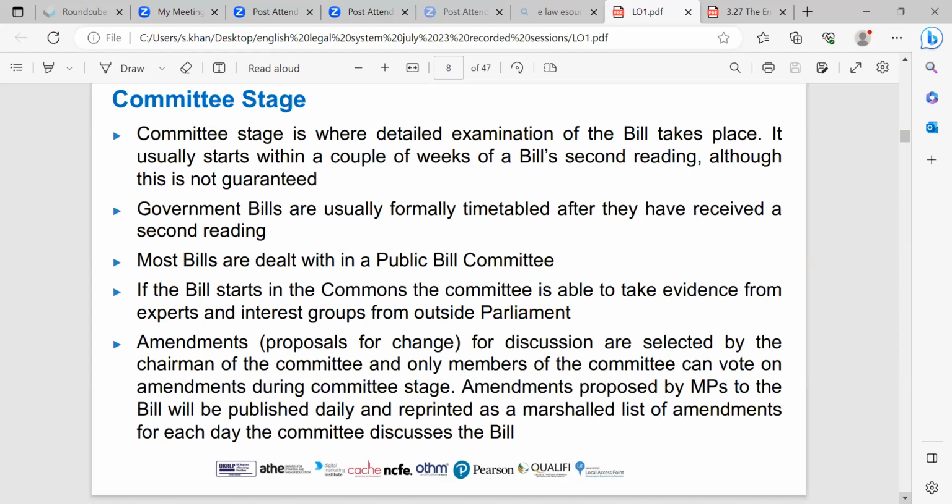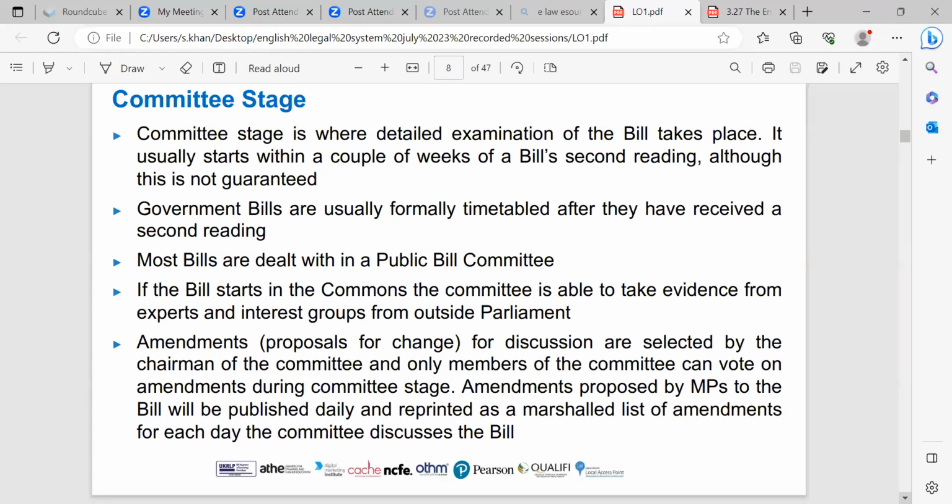Government bills are usually formally timetabled after they have received a second reading. Most bills are dealt with in a public bill committee. If the bill starts in the Commons, the committee is able to take evidence from experts and interest groups from outside Parliament. Amendments, any proposals for change for discussion, are selected by the chairman of the committee, and only members of the committee can vote on amendments during the committee stage.